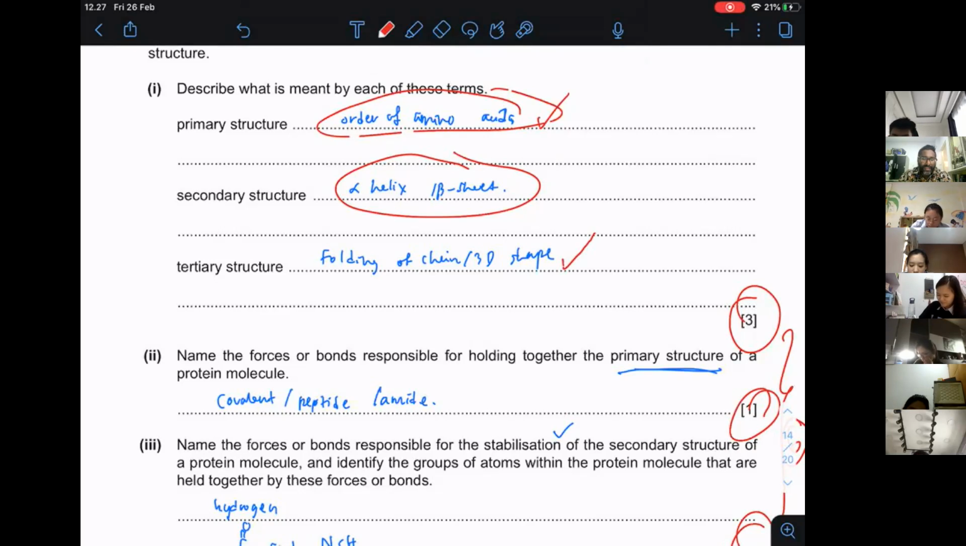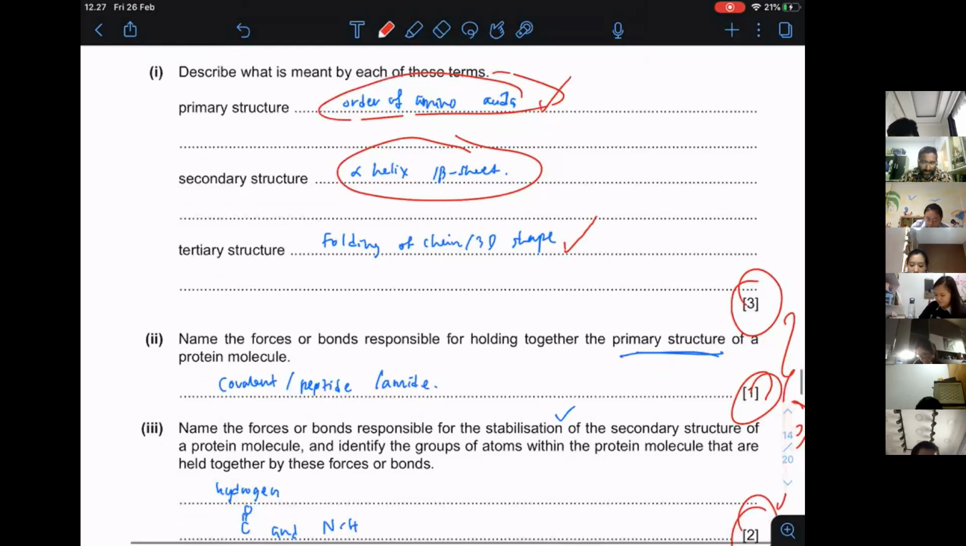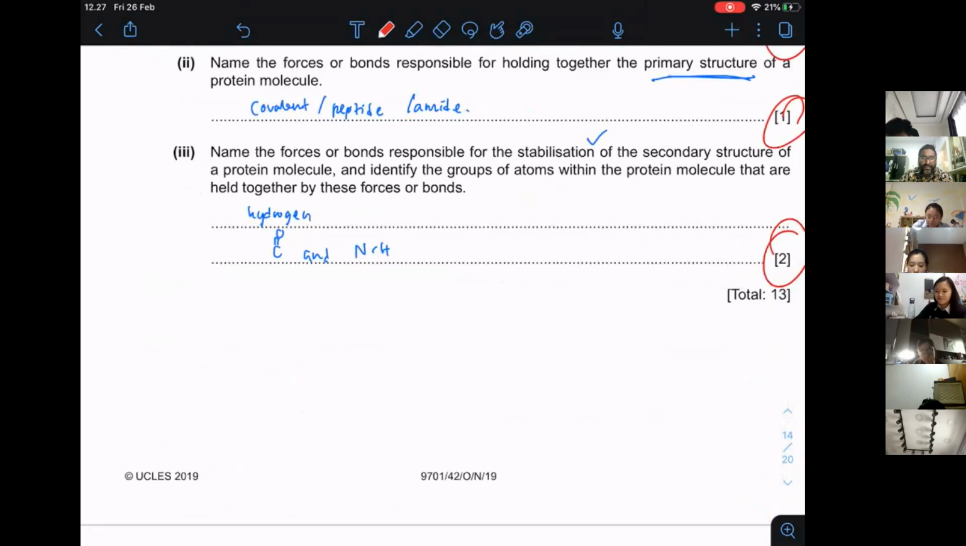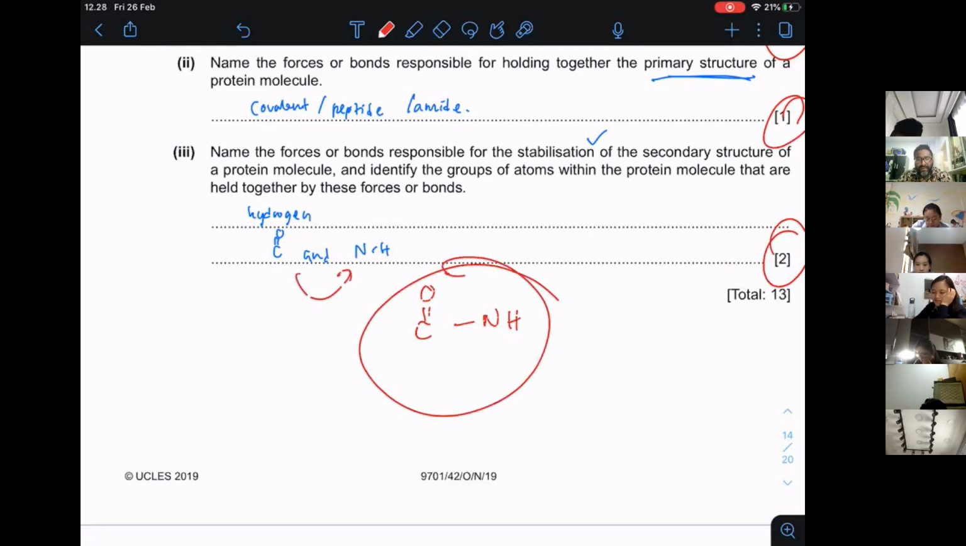In order to maintain that 3D shape, the bonds need to be stabilized. How do we make sure the bonds are stabilized? Because of the presence of C=O and NH. It's an interaction between them, and this interaction will keep the stabilization of the secondary structure.